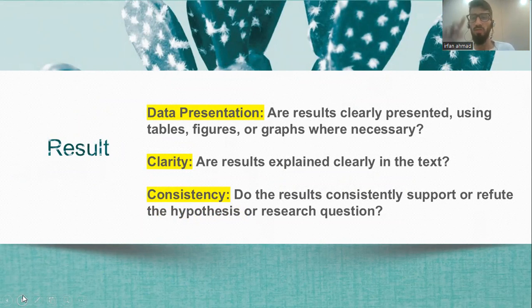And in the result section, actually in the first paragraph, you have to look for whether the writer explained that my hypothesis was that and the result is that. So is my hypothesis consistent with my result or not? You have to look for this also.